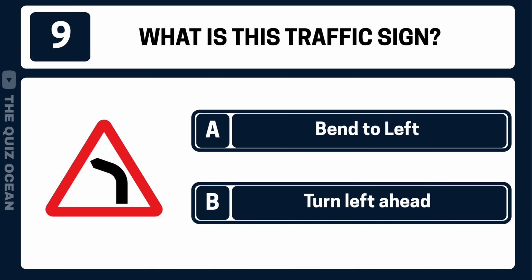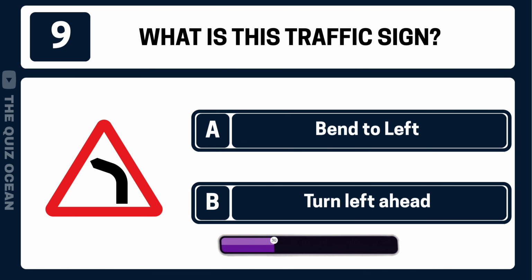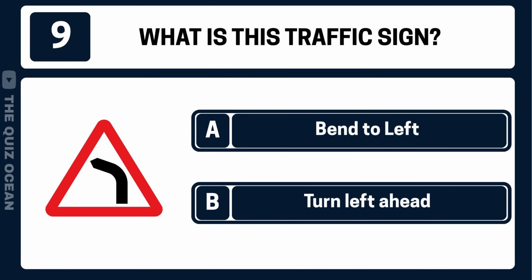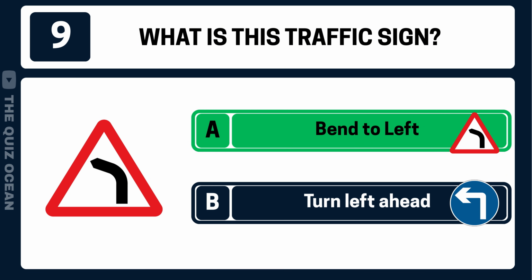Guess this road sign. A. Bend to left. B. Turn left ahead. Correct. This sign warns drivers of a left bend ahead.